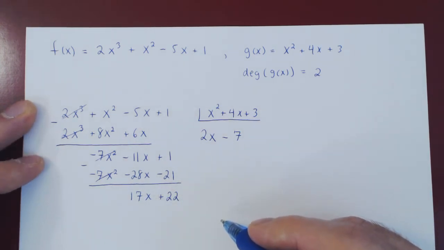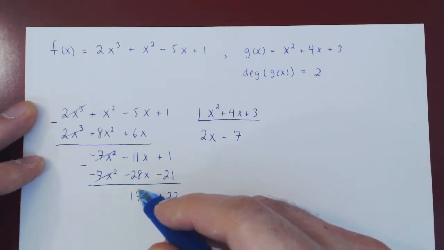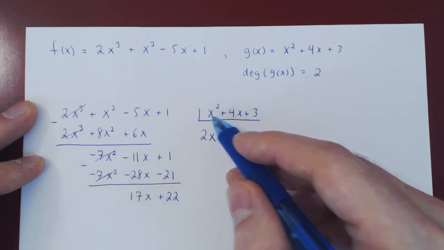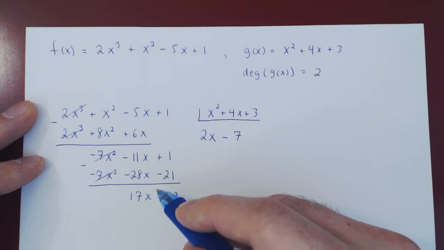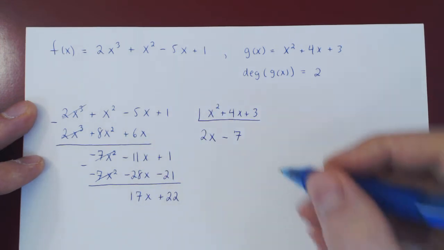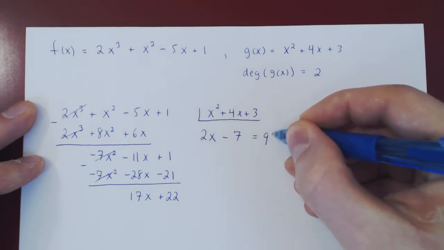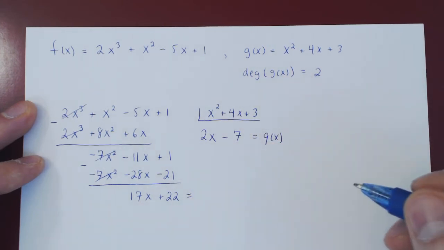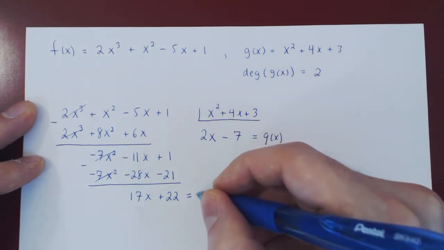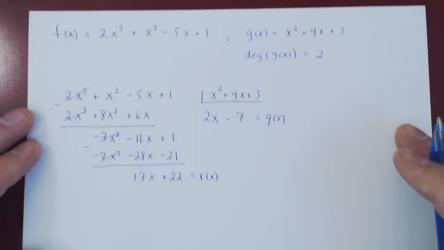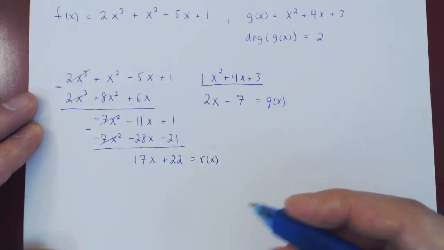And now you ask, well, are we done? Well, the degree of this polynomial is 1. The degree of our divisor is 2. 1 is strictly less than 2, and so here we are done with our long division. This is our quotient, q of x, and this is our remainder, r of x.